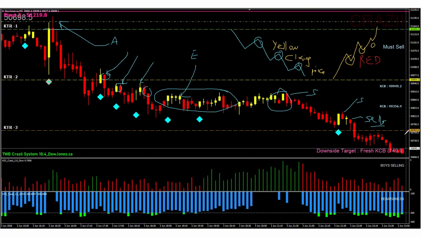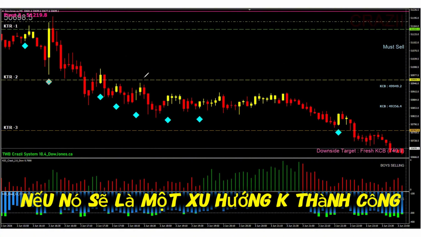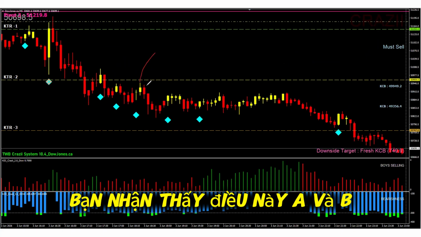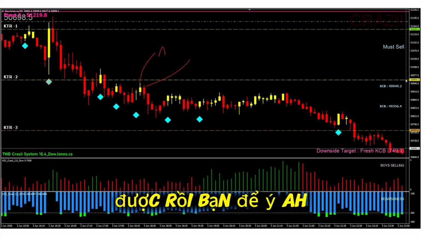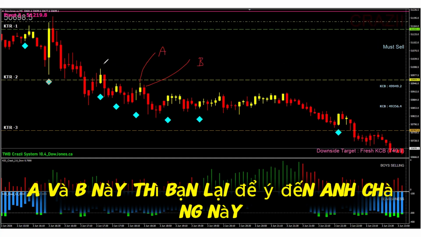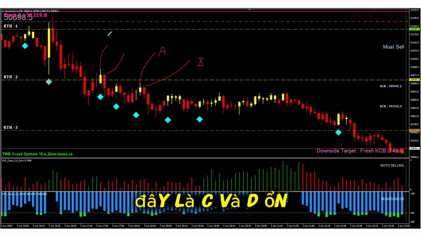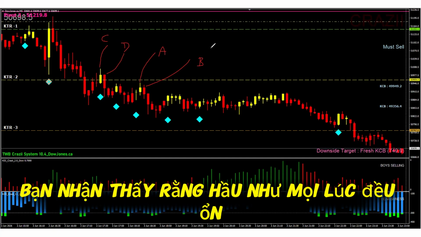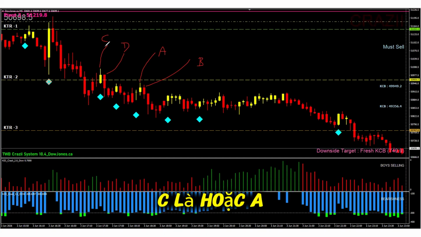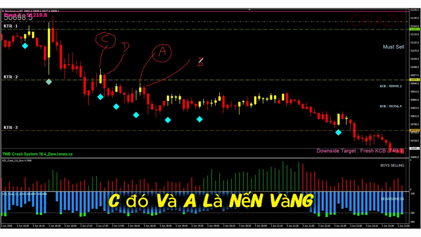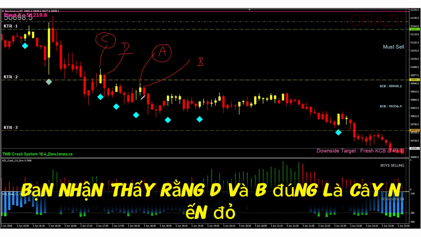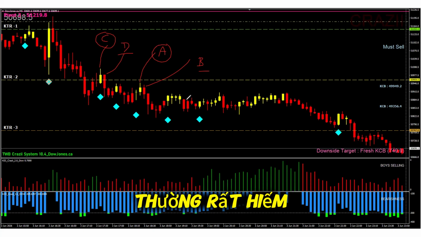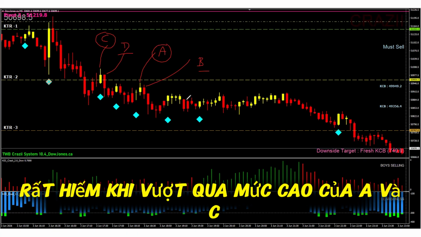Clear my screen. Okay. If it's going to be a successful K trend, you notice this A and B. Okay, you notice that? Then you notice this again, this is C and D. All right. What do you see, guys? You notice that almost every time when the market is going to do a K trend, A and C are the yellow candles, and D and B, the red candles, very rarely surpass the high of A and C.